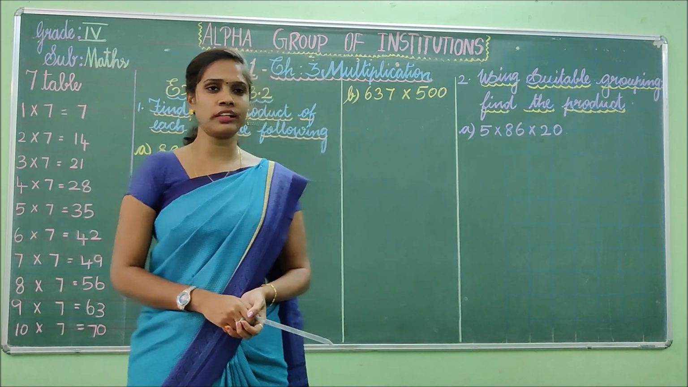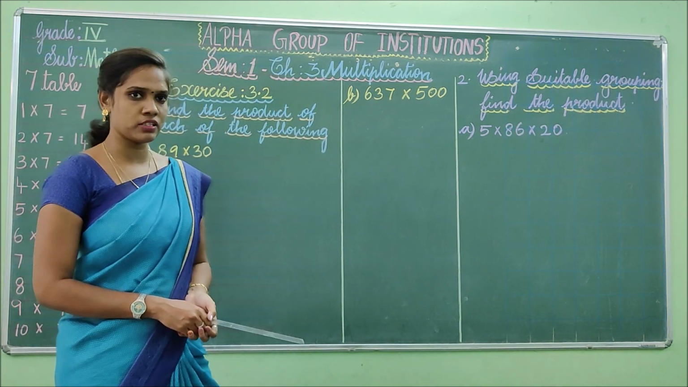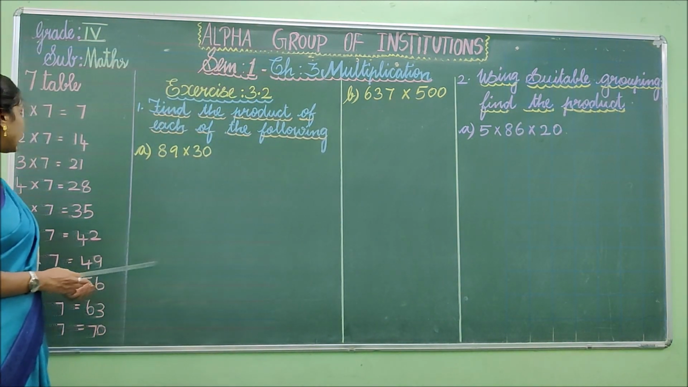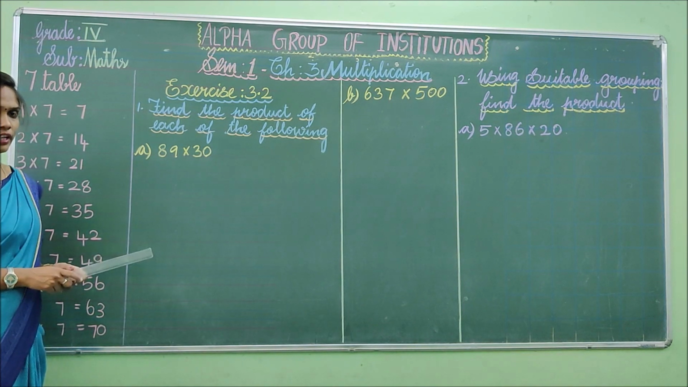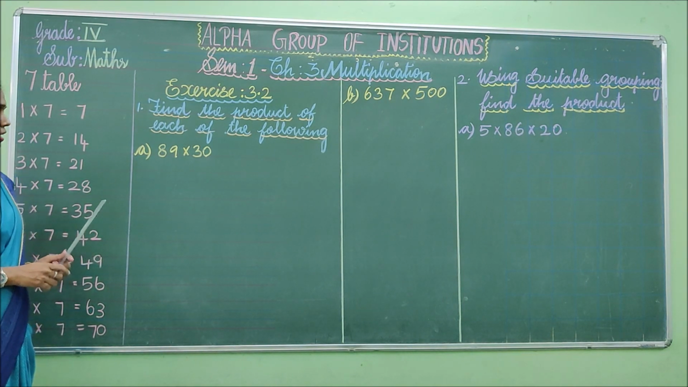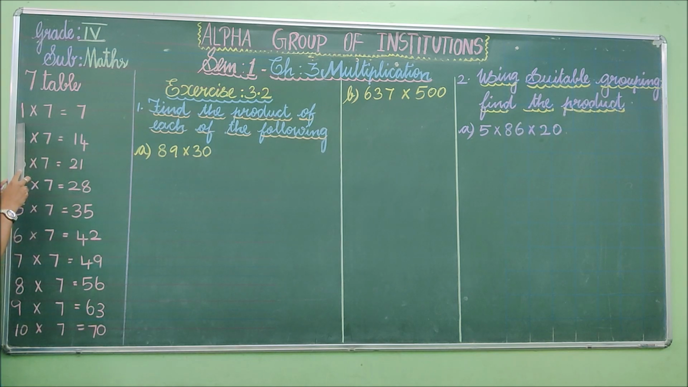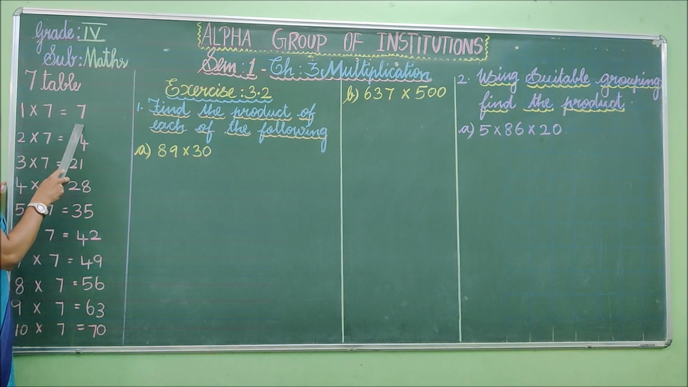Before that, we are going to see the tables. What table are we going to see now? The 7 table. Shall we see the 7 table first? Yes. Repeat after me. 1 seven is 7.